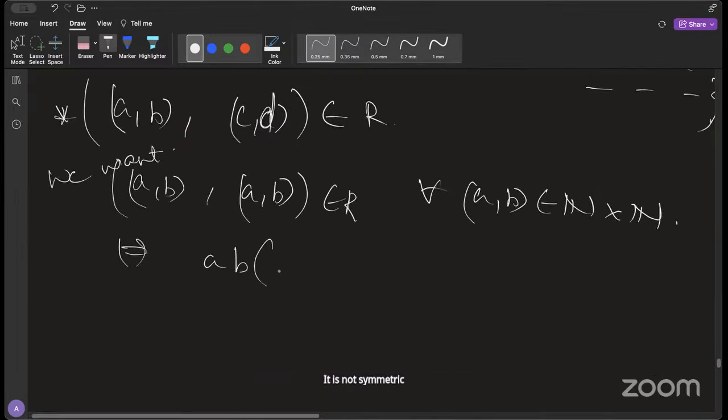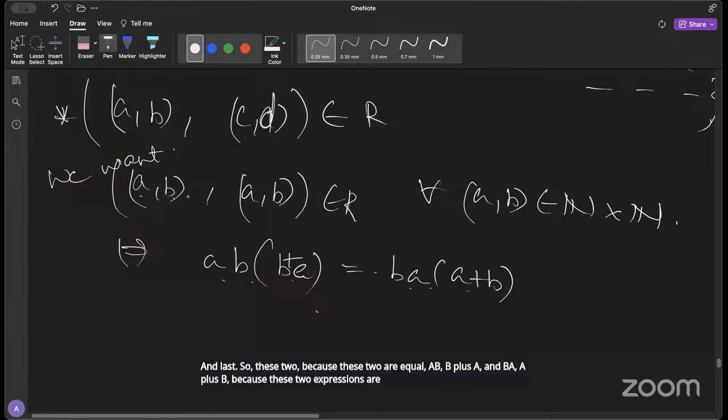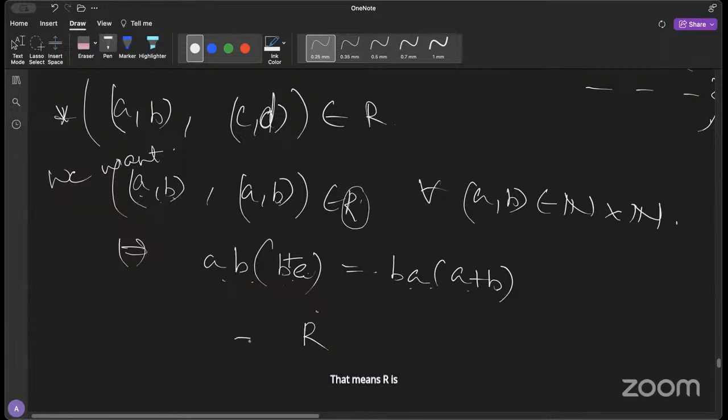AB and BA, this should be equal to the product of the first and last and sum of these, B plus A, and the product of the middle ones and sum of the first and last. Because these two expressions, AB times B plus A and BA times A plus B, are equal, that means AB, comma AB is in R. That means R is reflexive. Yes.